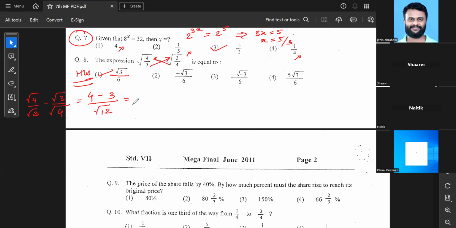And then what do you do? 4 minus 3 is 1. √12 is 4 into 3, that is 2√3. So in order to rationalize, you multiply and divide by √3. That will give you √3/6. I took the square root of 4. So that is 1/2√3 into √3 upon √3. Rationalizing, I multiplied the same numbers on top and bottom. Oh, okay. Okay, sir. Understood.